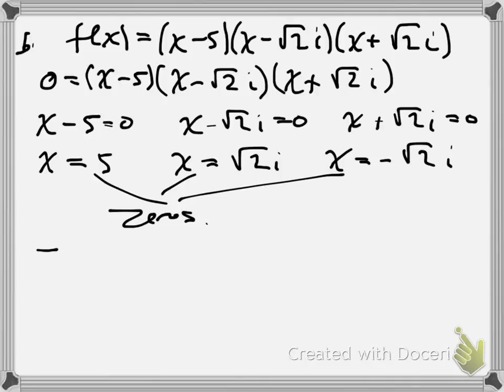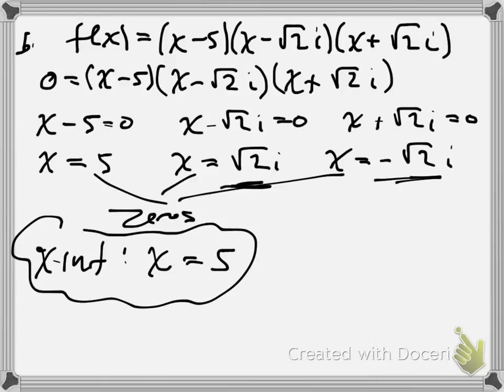Alright, my x-intercept is going to be at x equaling 5, and that's it, because the square root of 2 times i and negative square root of 2 times i are non-real. So this is my only x-intercept here. Alright, I'm going to pause this real quick and erase this so we can write the polynomial in standard form next.